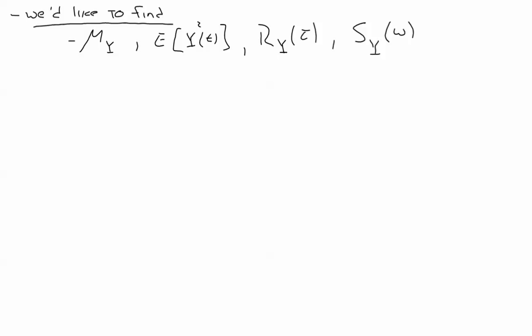Remember, if I have either the autocorrelation or the power spectral density, I can find the other by either a forward or inverse Fourier transform process. That's the Wiener-Khinchin theorem. If I evaluate my autocorrelation, for example, at 0, that gives me the mean squared value. If I evaluate it at plus or minus infinity, that gives me the square of the mean value. From there, I can find the standard deviation or variance. Lots of fun things I can do. Let's begin by finding the mean of my output.